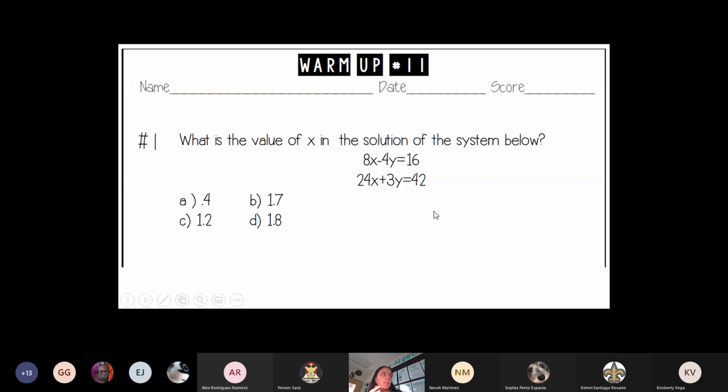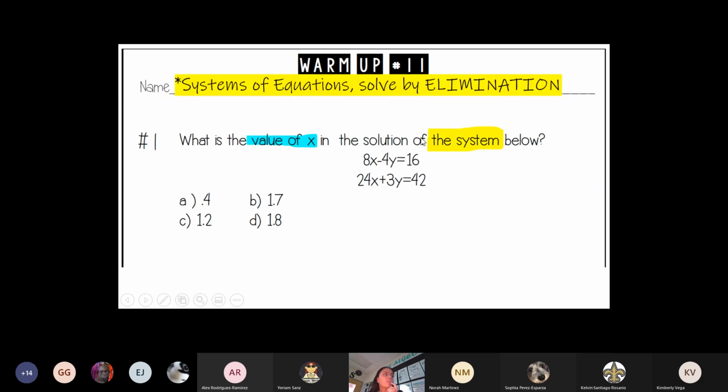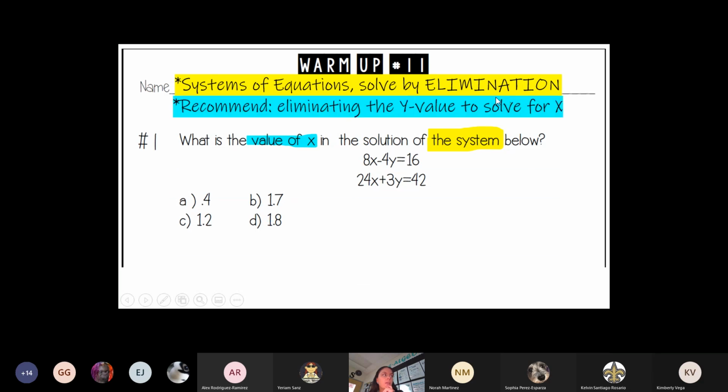Okay, for warm-up number 11, what is the value of x in the solution of the systems below? So when it's asking for the value of x and we have a system, we're going to try to solve by elimination. And I recommend eliminating the y value so you can solve for x, since x is what it's asking for.